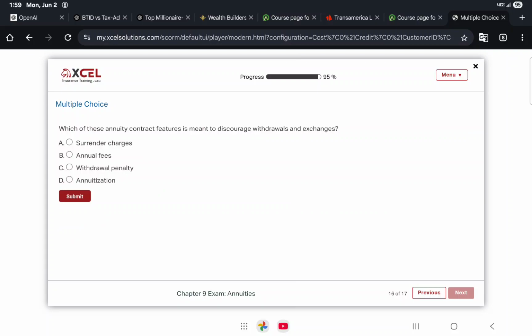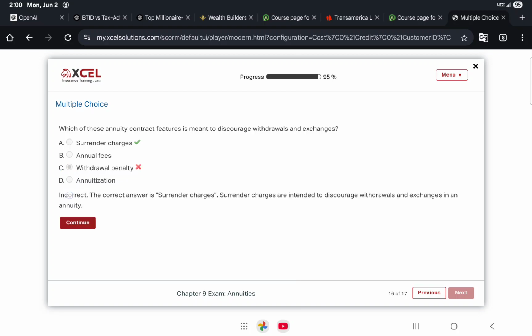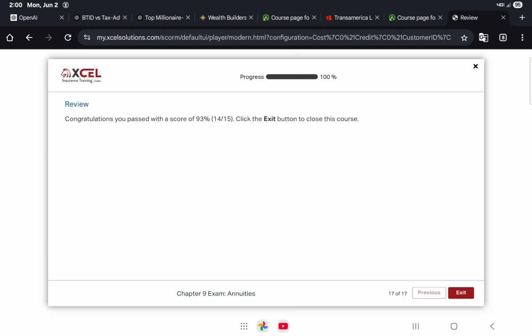I mean, it's either one or the other. Withdrawal penalty. Oh, man. Oh, my goodness. Surrender charges. Just can't get 100 on this chapter.